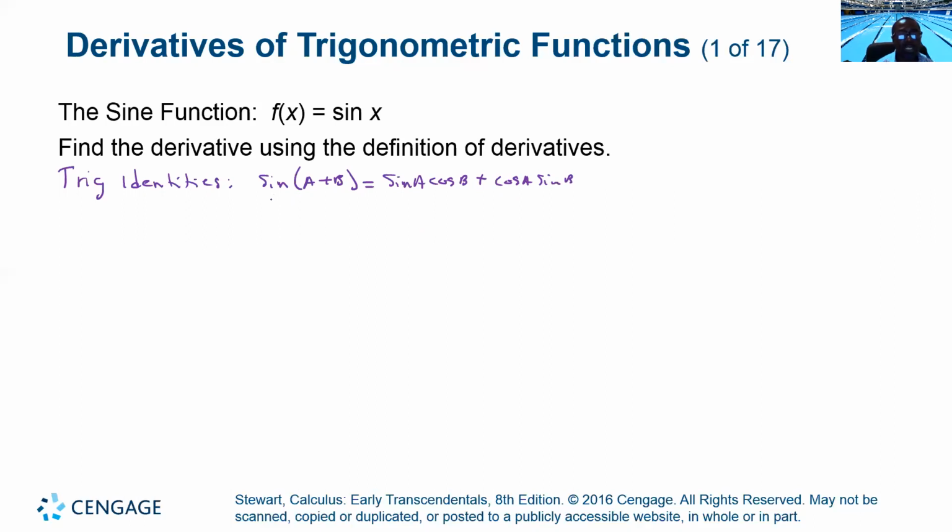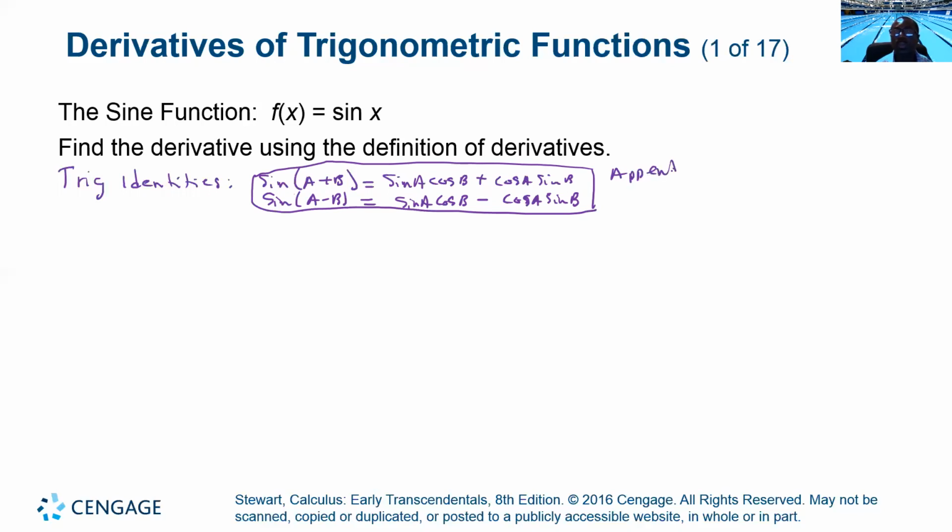The other one is the sine of A minus B. It's the same thing except that the sign between the two terms is negative this time. So you get sine A cosine B minus cosine A sine B. These are two trig identities that I want you to remember. If you don't remember, check Appendix D in the textbook.